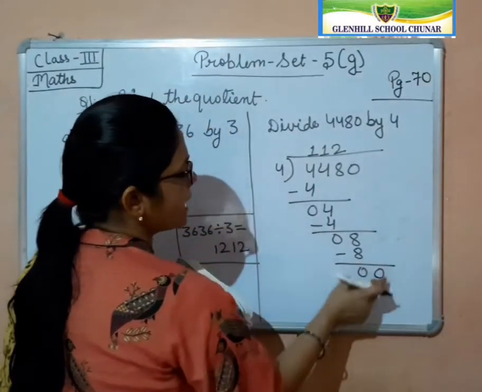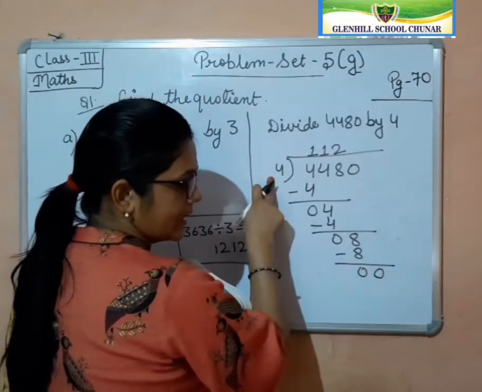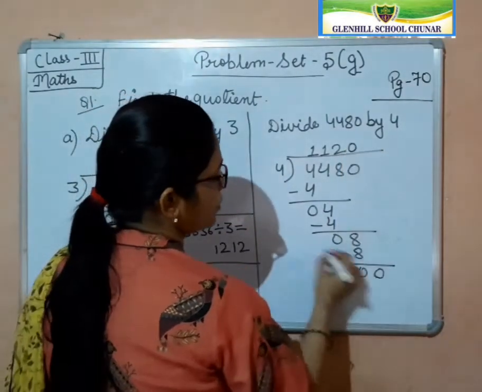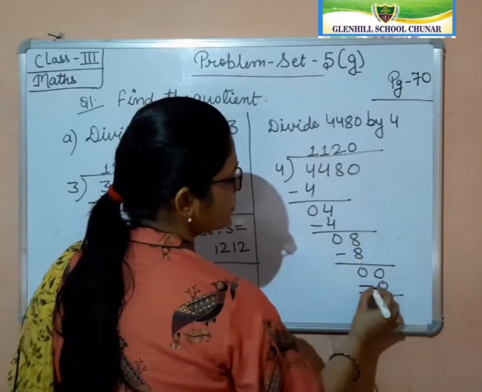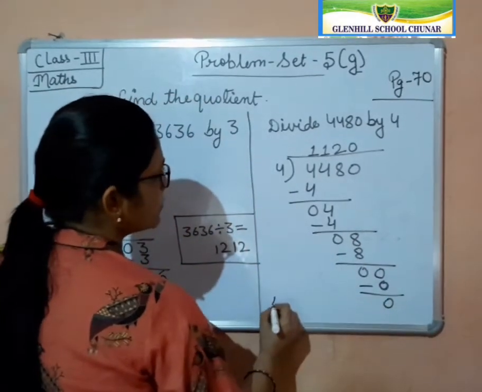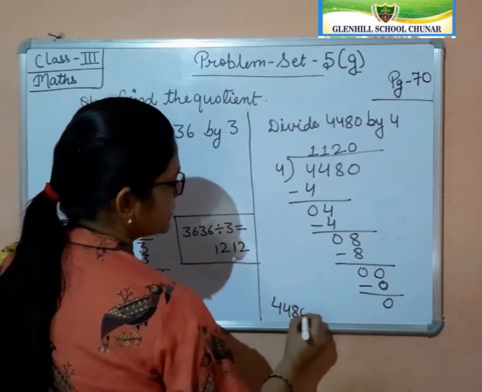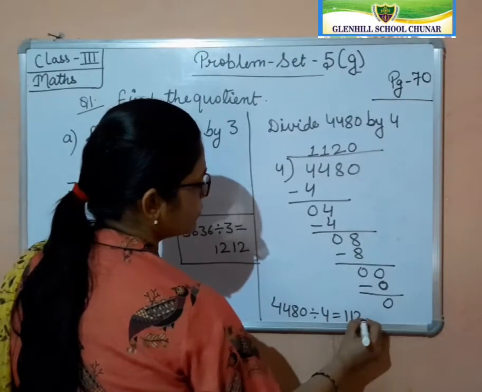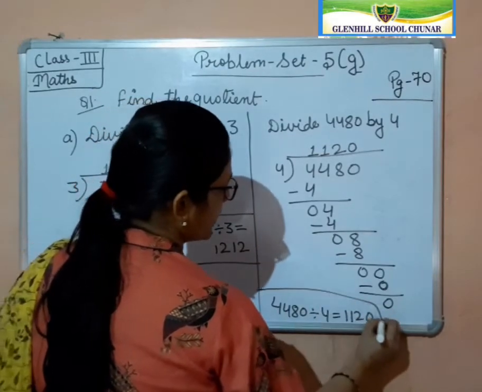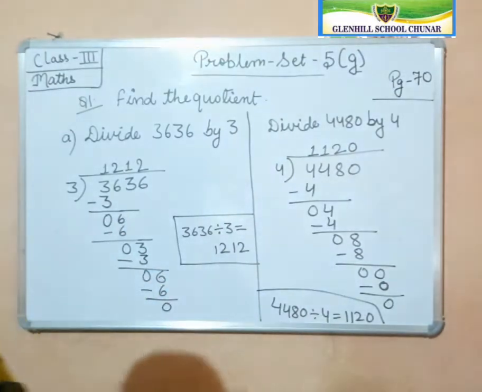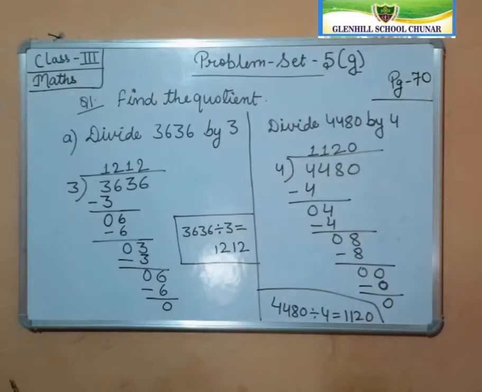Now in 4's table, how many times does 0 come? So it comes in 0 times. So 4 zeros are 0, 0. Okay. So 4480 divided by 4 is equal to 1120. Okay, this is the answer. So 2 questions I have solved. Now do it on your own. I'm giving you the time.